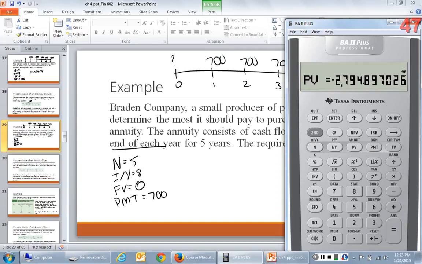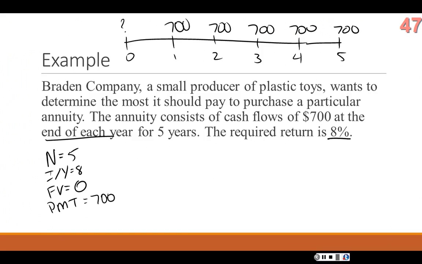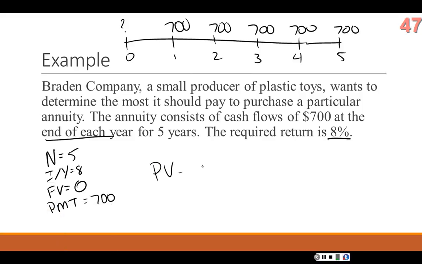$2,794.90. Again, a negative sign makes sense because that would be how much you'd be willing to pay to receive $700 a year. But if you were putting this in for an answer, you should put in a positive because it doesn't make sense to say that you're paying a negative $2,700. So the present value, $2,794.90.